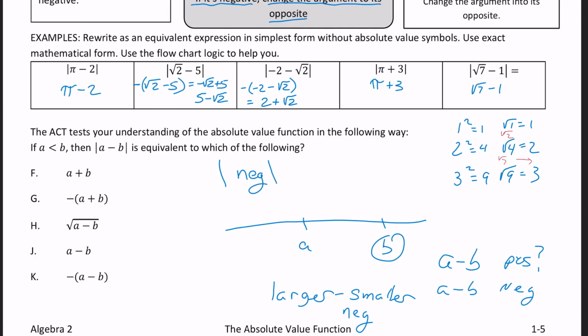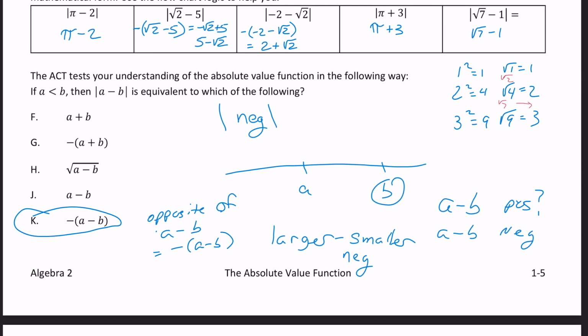So the opposite of A minus B is this. So let's scan and see. Do we see a negative out in front of A minus B? Yes, we do. It's right there. So it's answer K. Now, there's another option that could have been the answer, and it could have been negative A plus B, or it could have been B minus A. So you have to watch out for all of those other algebraic forms that you could have used.